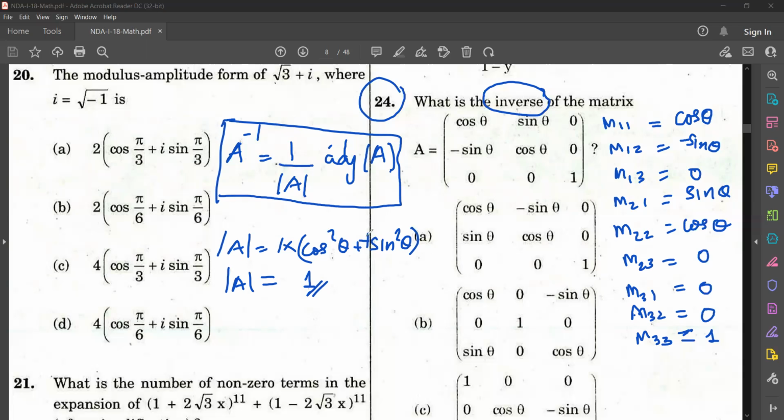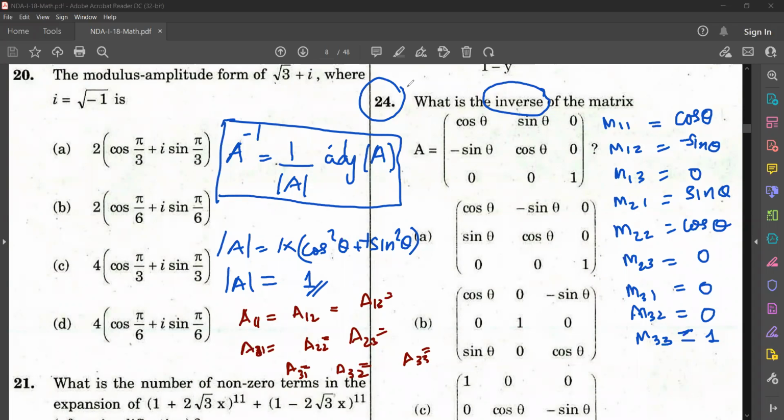Now what you can do, find the cofactor. After finding minor, find the cofactor: A11, A12, A13, A21, A22, A23. Likewise, find out A31, A32, A33.